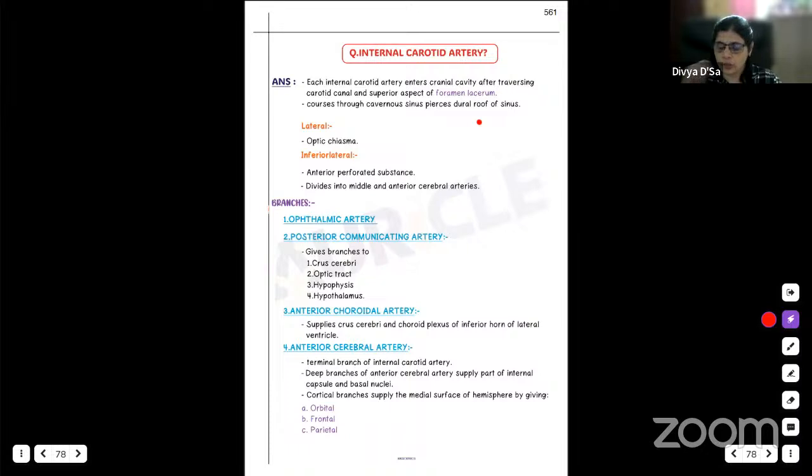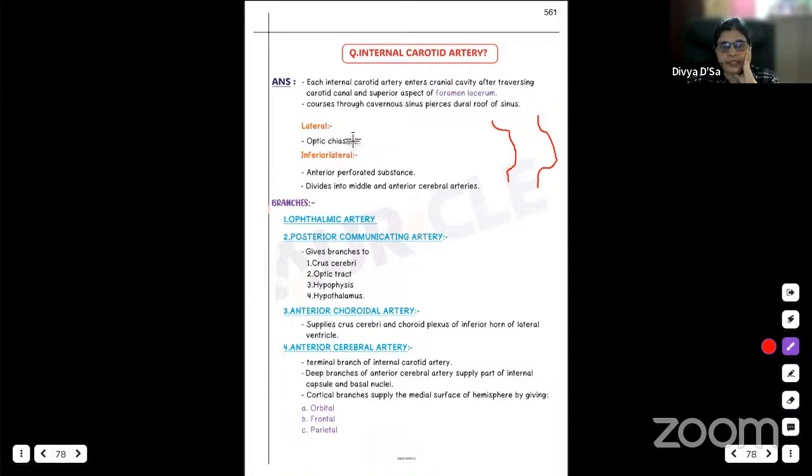So the entire course: when it enters, it enters something like this, and then it passes through the roof, and then again it pierces and comes out like this. So it is something like a siphon. That is known as the carotid siphon, the course of the internal carotid artery within the cavernous sinus.